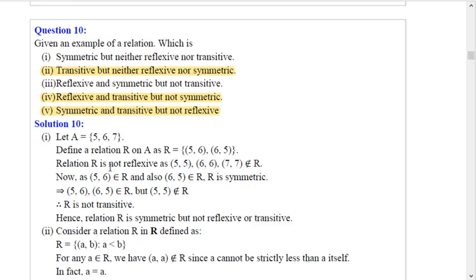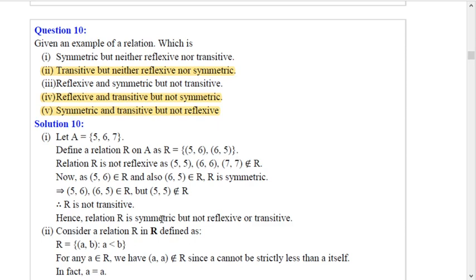For reflexive, (5, 5), (6, 6), (7, 7) do not belong to R, and this is not reflexive. Similarly for transitivity, (5, 6) and (6, 5) are present, but (5, 5) does not exist here. That way it is also not transitive.